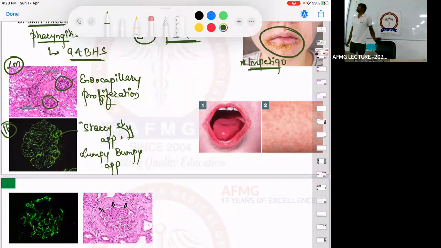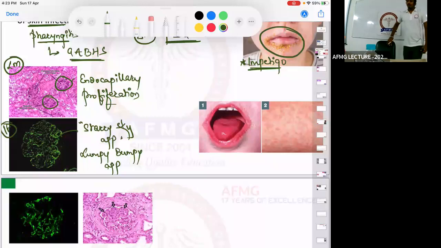Starry sky appearance on NCCT head: neurocysticercosis. And starry sky appearance on kidney biopsy. Last question and most important: starry sky appearance on lymph node biopsy. Now starry sky appearances are remembered.